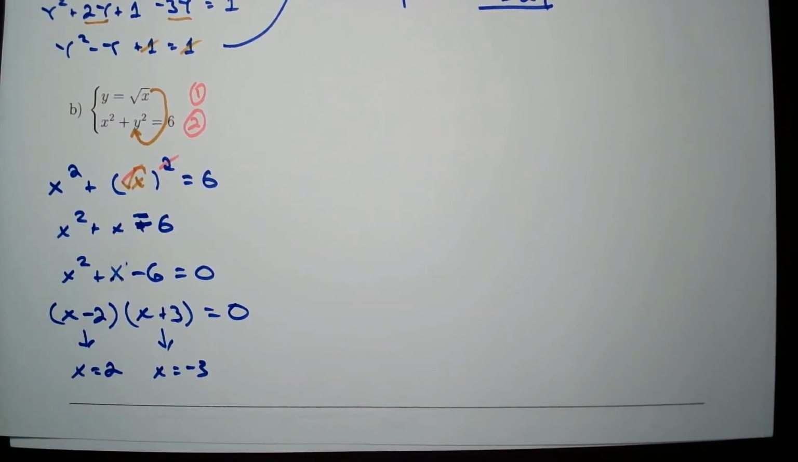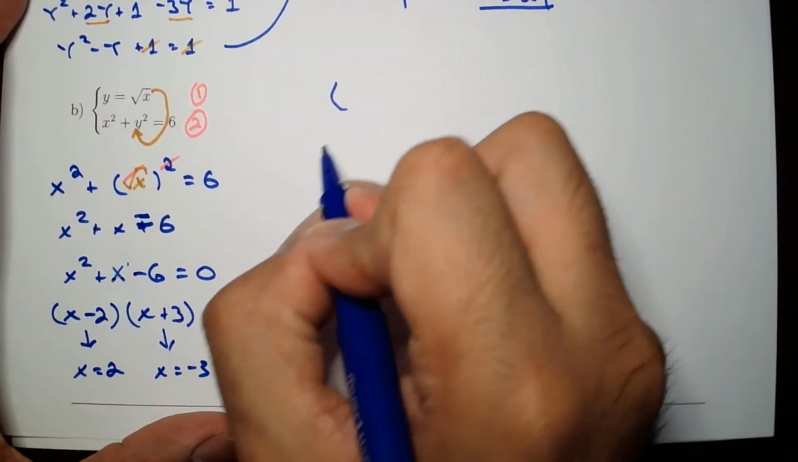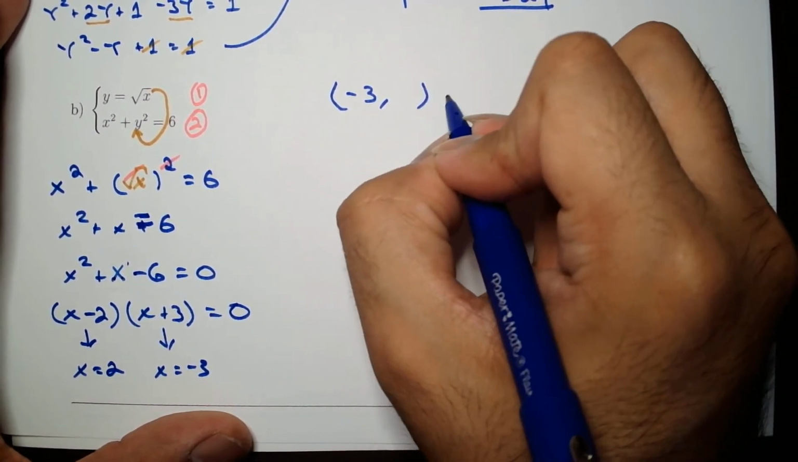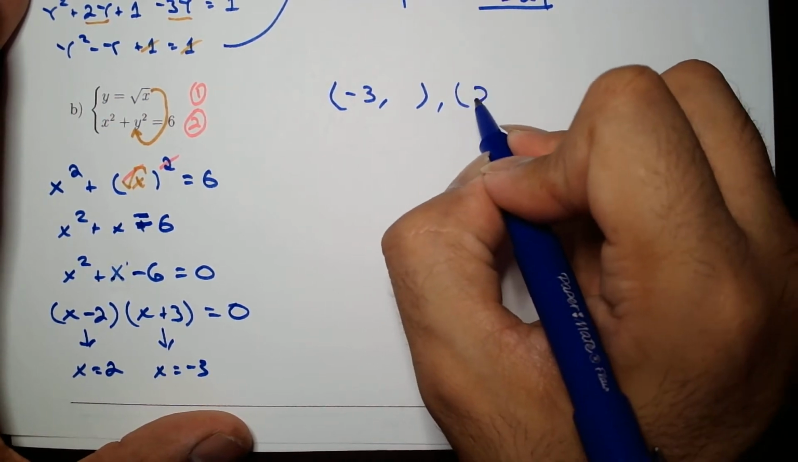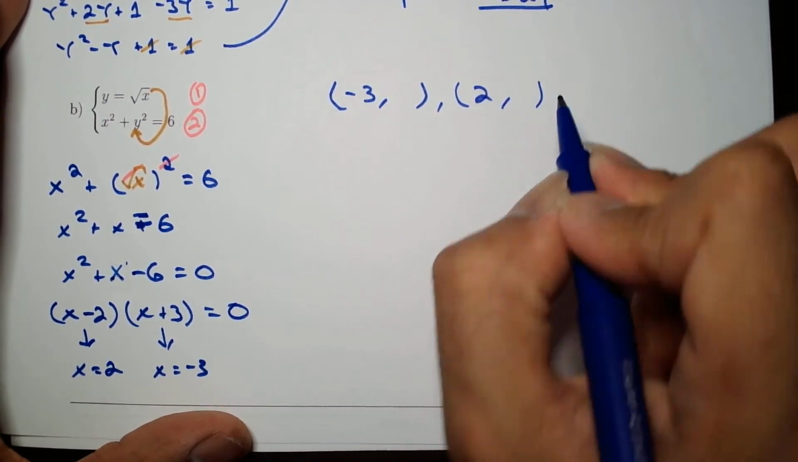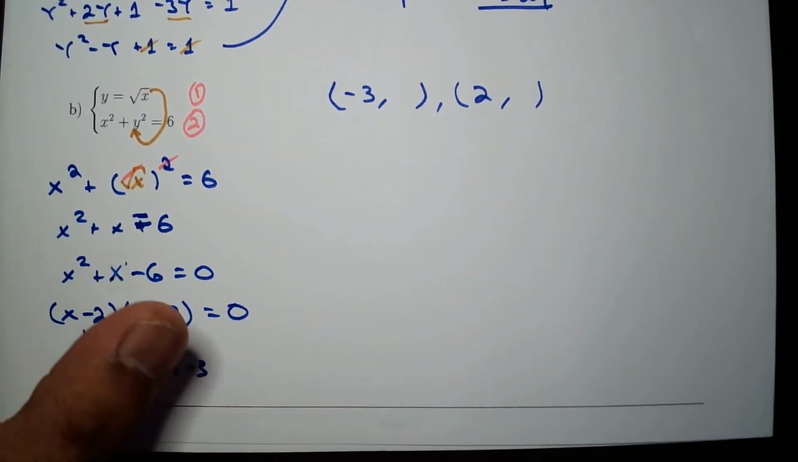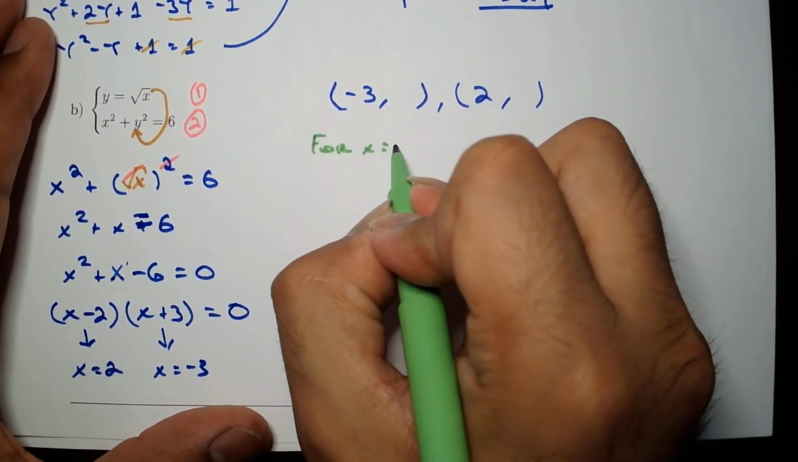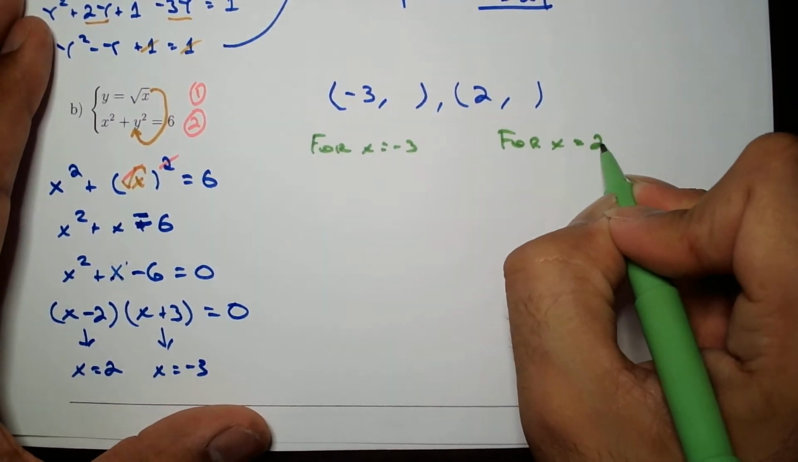What is that going to mean in this case? Well, we are going to have two ordered pairs, two solutions, one in which negative 3 is the x of the solution, and another in which 2 is the x component of the solution. So we're going to do the same as we did in the previous example for x equals negative 3 and for x equals 2.